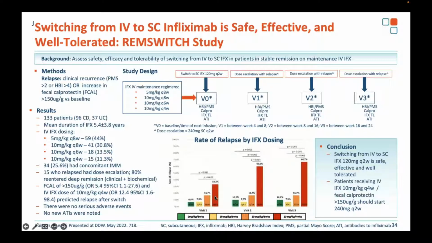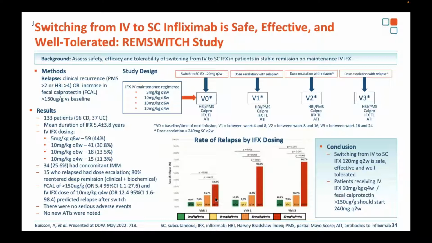A slightly higher risk of flare on that standard dose if you were receiving 10 milligram per kilogram 6 weekly, but it was the patients who required 10 milligram per kilogram 4 weekly IV who had a much higher risk of flare when they switched to standard 120 every other week sub-Q dosing. I think that's a really interesting message that suggests that we can be switching our 10 mg per kg IV patients onto 120 milligram every other week sub-Q. I think it's a fantastically useful little bit of clinical data.